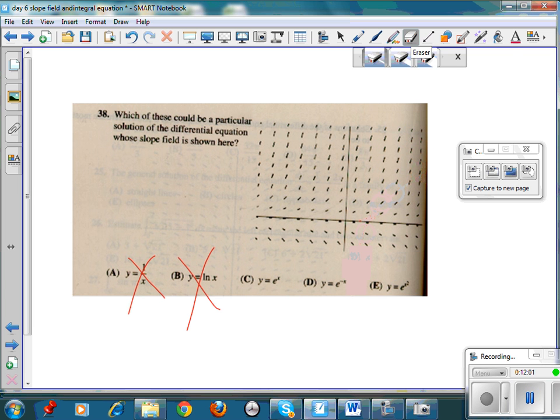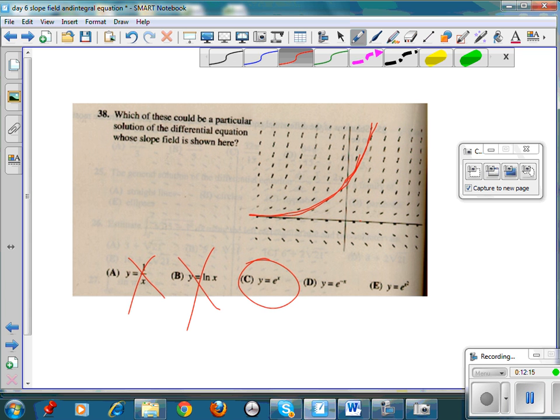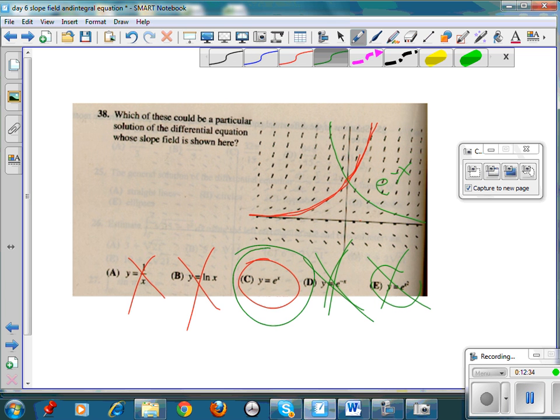How about y equals e to the x? Well, what's e to the x look like? That's e to the x, kind of looks like that, right? And never goes to zero. That looks like a pretty darn good candidate. That looks pretty good. What's e to the minus e to the x look like? That looks like this. That's not right. E to the x squared, what does that look like? Well, that's even. It's an even function. That's not right either. So there you go. There's my answer, y equals e to the x.